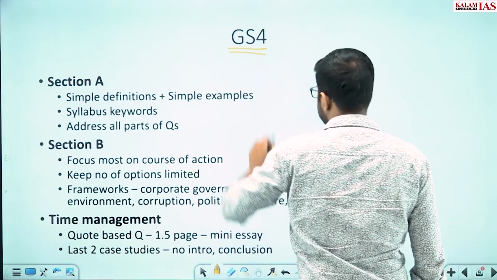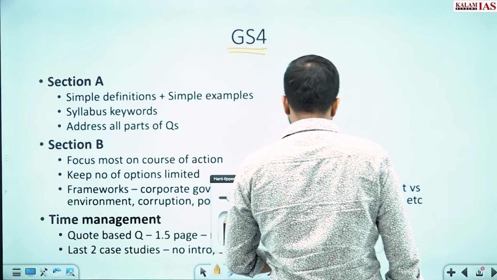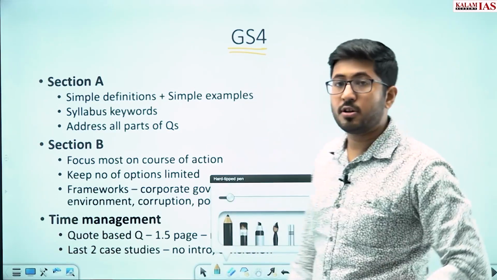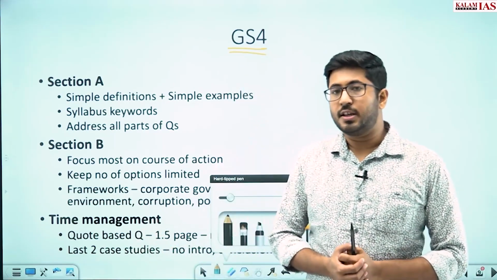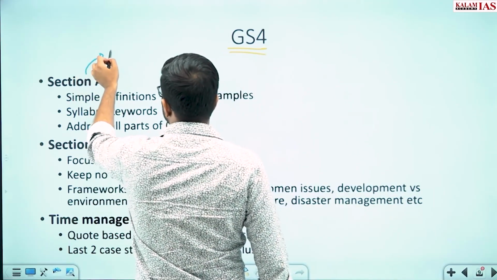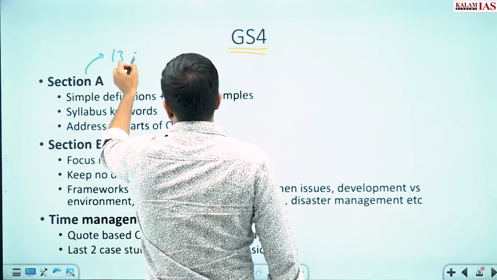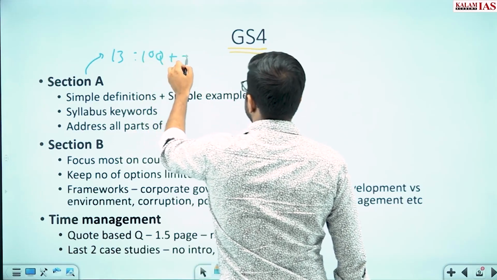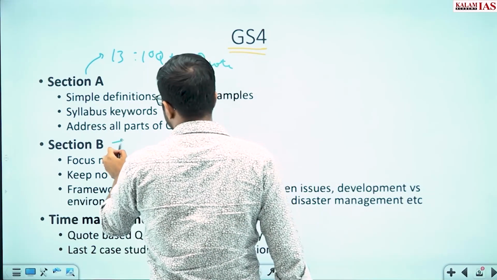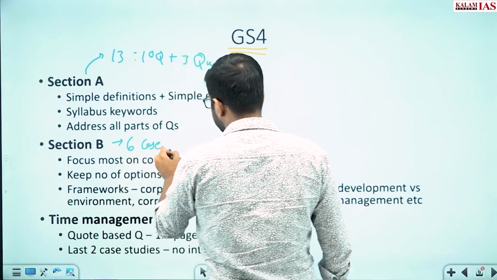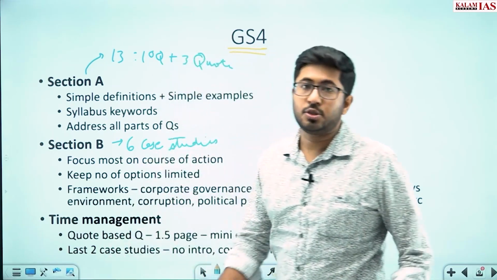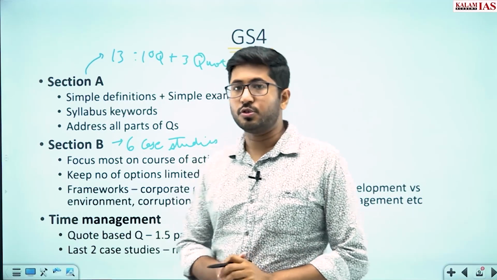This is one of the most interesting papers because here just reading is not going to help you fetch more marks. A lot of application and a lot of observance in the society will help you. So it has two sections, section A and section B. Section A has 13 questions, 10 questions in question answer form and 3 code based questions. And then you have section B where you have 6 case studies. Case studies give you practical situations which as an officer you have to solve.